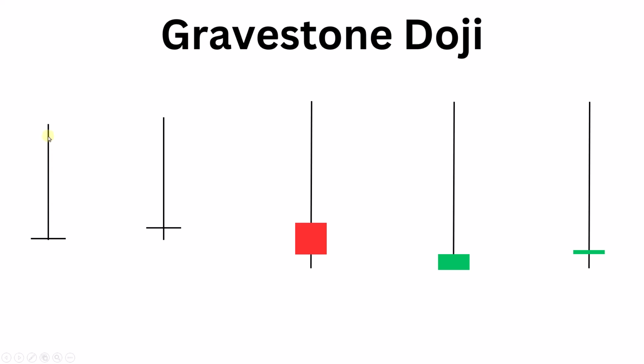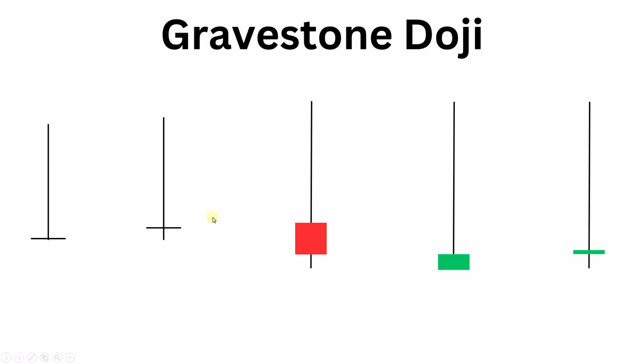The sellers displayed a huge power here, meaning selling pressure is being displayed in this pattern. So if this pattern appears at the end of an uptrend, then it signifies that the price will either move down or go sideways. This is called a gravestone doji, but you don't have to remember the name. Just remember this and this. These two look the same, correct? Here you have a small body, here there is no body, that's all.